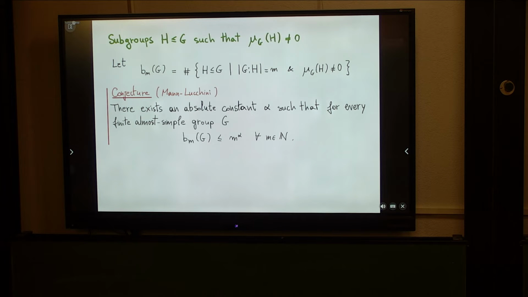So, Mann and Lucchini conjecture that there exists an absolute constant alpha such that for every finite almost simple group G, this number b_m(G) grows polynomially with respect to the index. This constant is absolute, so it holds for every almost simple group. And the conjecture has been proved by Colombo and Lucchini for alternating and symmetric groups for n greater than 5.